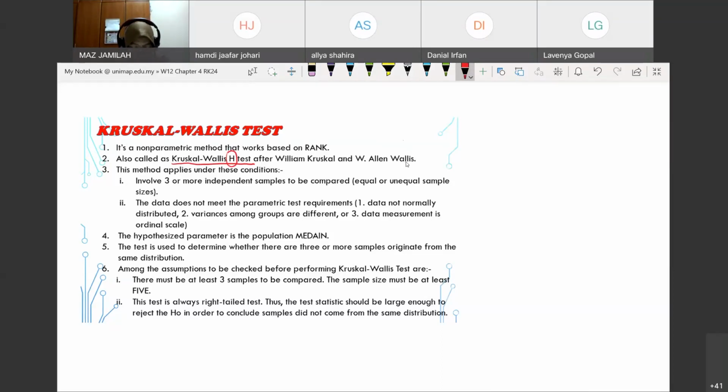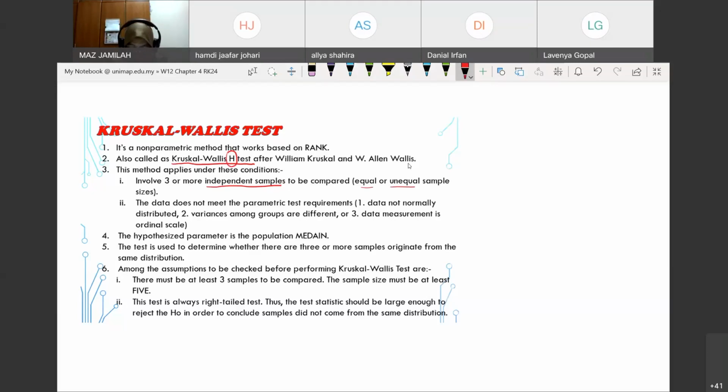Now, this method applies under these conditions. First, it involves three or more independent samples. They must be independent, meaning that the first population does not affect the second population. The same goes for the second and third, and the first and third. They are independent among themselves. Then we compare, and the samples can have equal or unequal size. Both are possible.